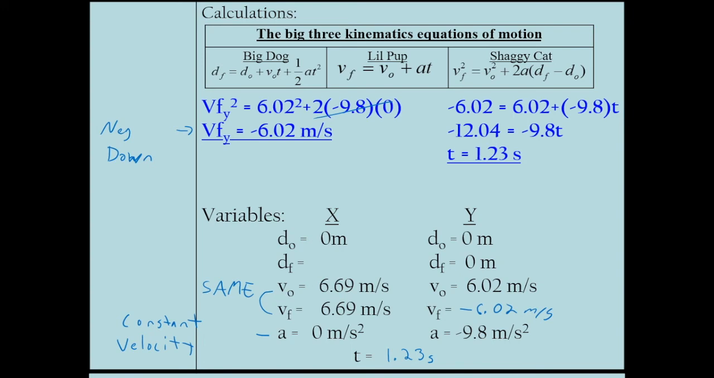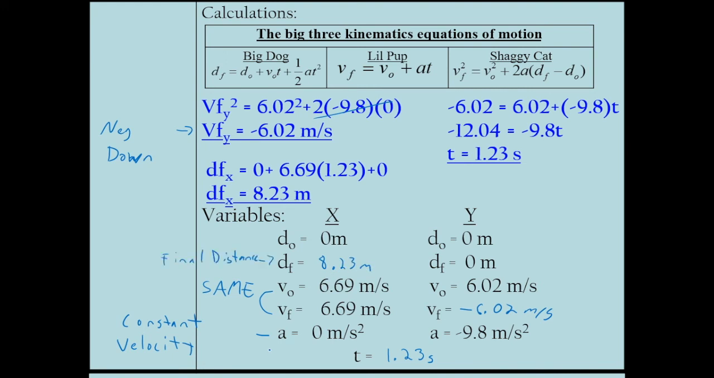Therefore, if we use Big Dog, we end up with dfx is equal to 0, because that's our initial distance, plus VO, which was 6.69, times t, which is 1.23, plus 0. The reason it's plus 0 is because it's a t squared, which we know a is 0, so all of that just turns to 0. Multiply through, we find out that dfx should be equal to 8.23 meters. And again, dfx is just saying the final horizontal distance.